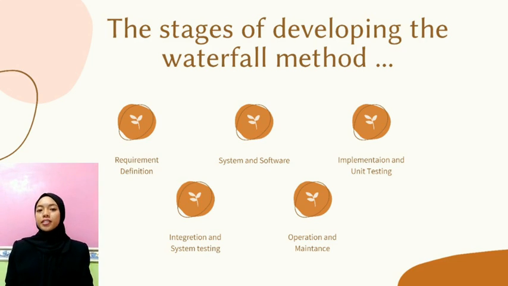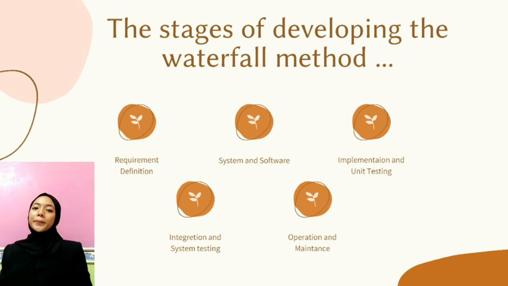Third, implementation and unit testing. The implementation stage is where the total system design is changed into program code and modules that will later become a complete system. Fourth, integration and system testing. At the system testing stage, the system that is already created will be integrated and tested to see whether the system works fine.